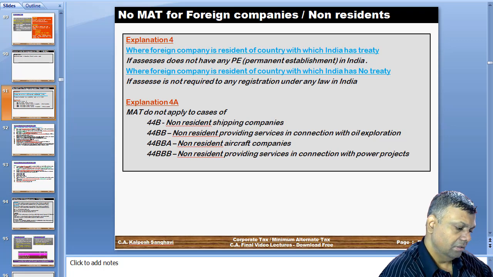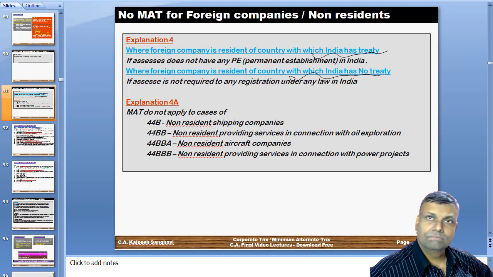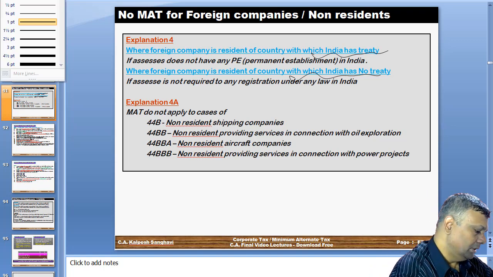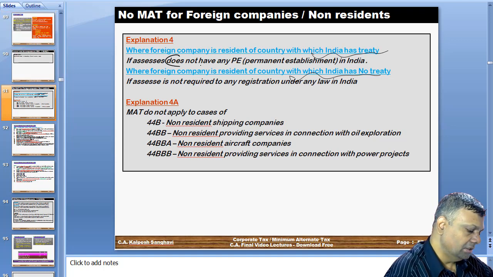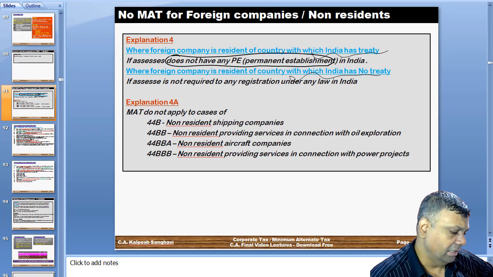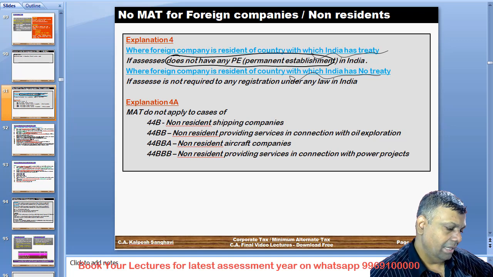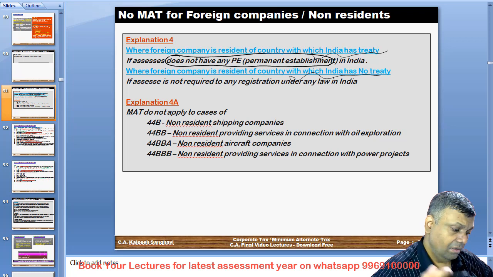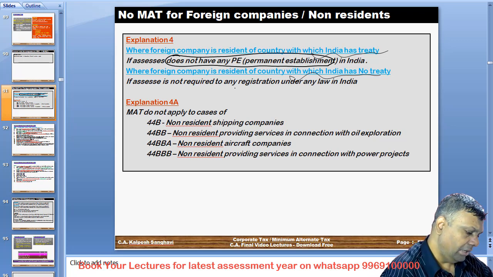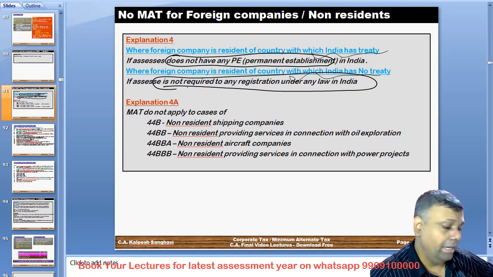Where a foreign company is resident of a country with which India has a treaty or India has no treaty. Okay, now in that situation, just understand the concept, friends, where the assessee does not have any permanent establishment in India. So if you do not have any permanent establishment in India, then you will not be taxable. That means you do not have any permanent fixed place of operations in India. And if the foreign company is of a country with which India does not have any treaty, if it is not required for any registration under any law in India.